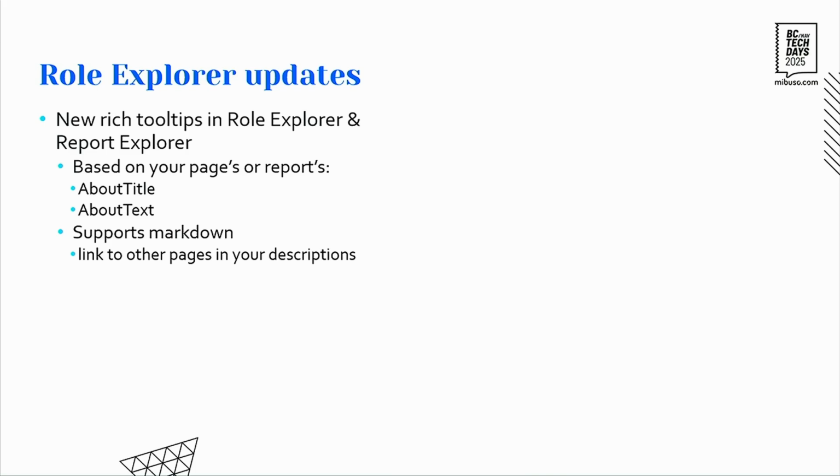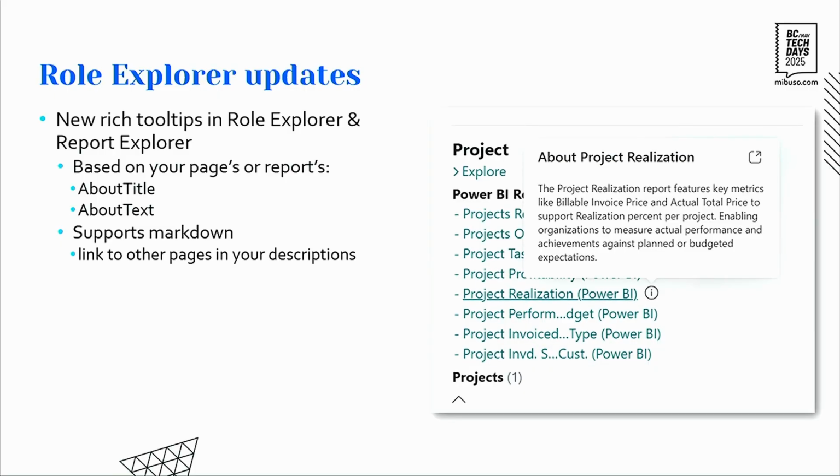But we know there's still improvement to be done, and that's what our most recent update is about, where we have added new rich tooltips in Role Explorer and Report Explorer, and these are based on your page's about title and about text as you have defined them in AL. As you see in the picture on the right, when you have such information available, as soon as you hover over one of these links to a page or a report, you'll see this info icon showing up, and when clicking on it, this information will be available with the about title and about text. Also keep in mind that this tooltip supports Markdown, so sometimes in your description you might have a link to another related page or report, so that's supported as well.